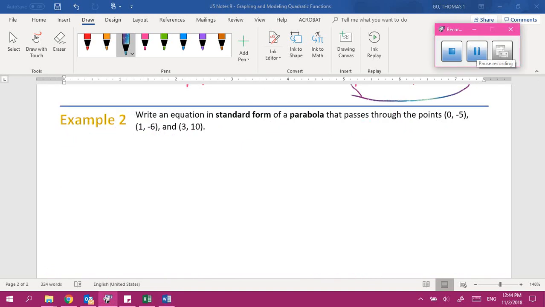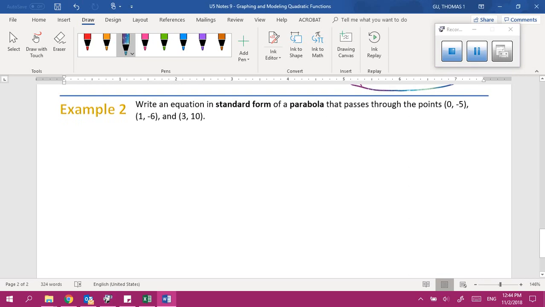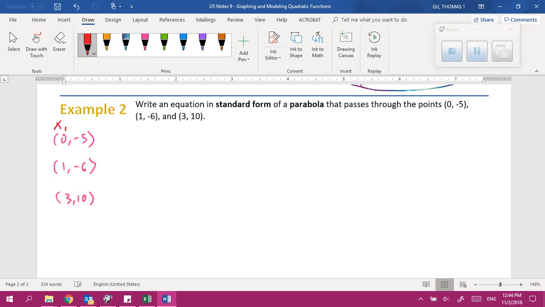All right, so let's take a look at example 2 together then. First, just to be very clear, I'm going to write out all my points like this: 0, negative 5, 1, negative 6, and 3, 10. And I'm going to label all of these x1, y1, x2, y2, and x3, y3. Okay, so let's say I'm taking this first point, x1 and y1. What's my equation going to say?